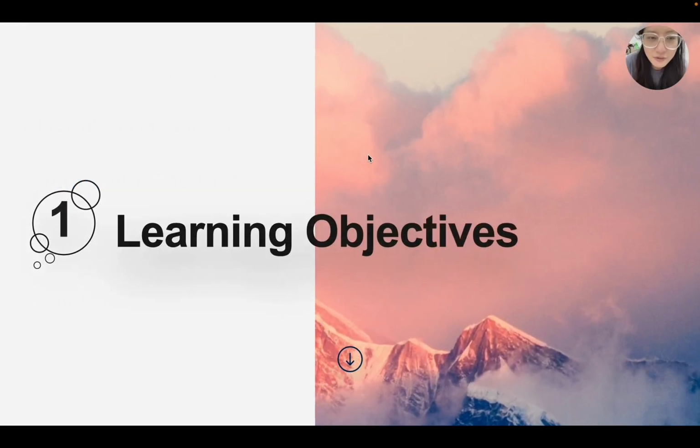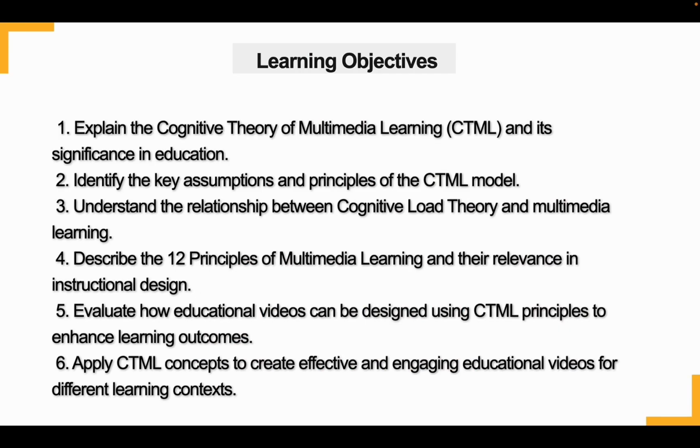So let's look at our first part, learning objectives. When we finish our course, we should explain the cognitive theory of multimedia learning and its significance in education, identify the key assumptions and principles of CTML model, understand the relationship between cognitive load theory and multimedia learning, describe the 12 principles of multimedia learning and their relevance in instructional design, evaluate how educational videos can be designed using CTML principles to enhance learning outcomes, apply CTML concepts to create effective and engaging educational videos for different learning contexts.